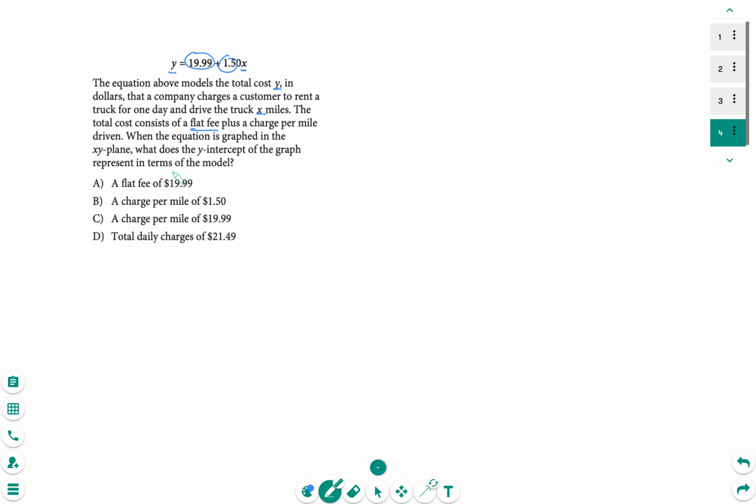What does the y-intercept of the graph represent in terms of the model? The y-intercept right here, if you understand the concept of m being the rate of change and c being the fixed cost, you know that it has to represent a flat fee of $19.99.